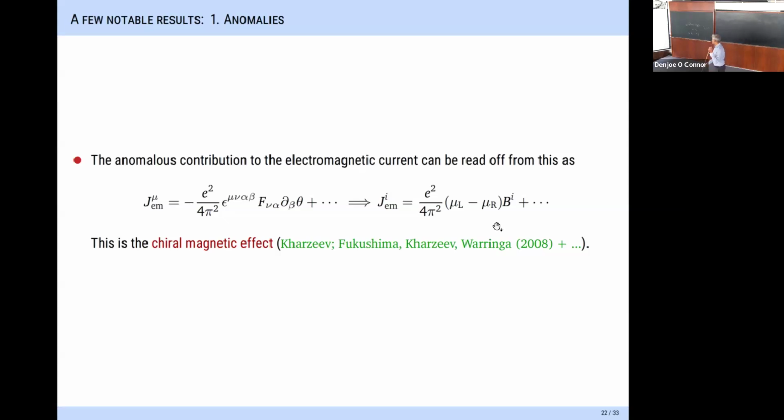So what that tells you is that the anomaly generates an electric current in the direction of a magnetic field, and that's known as the chiral magnetic effect. And people hope to observe this. I don't have the slide explaining it. We have enormous magnetic fields.